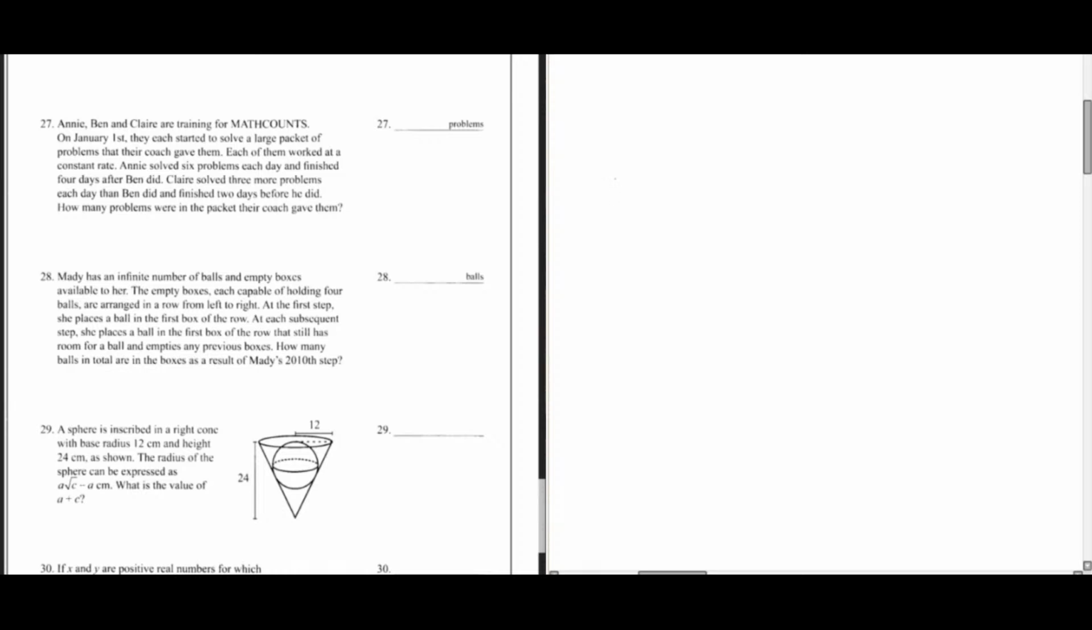Okay. I want to do this with algebra. We can let d be Ben's days, and then p equals Ben's problems per day.